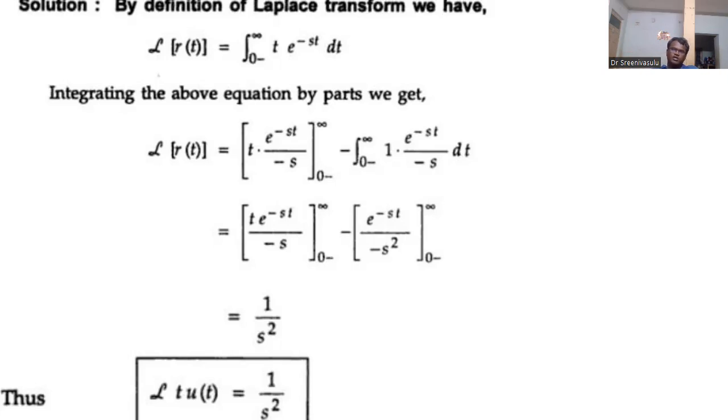It is about Laplace transform of standard signals. We will see the remaining signals in the next class.